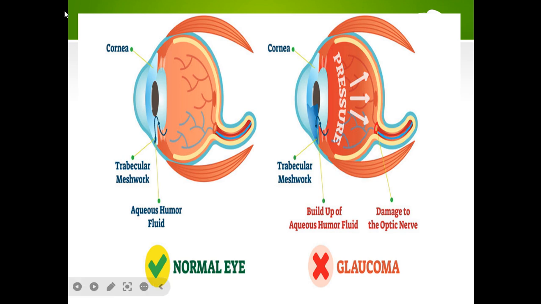So this is a normal eye where aqueous humor fluid flows normally and it is not blocked at the trabecular meshwork. So there is no increased intraocular pressure. But in case of glaucoma, there is a buildup of aqueous humor fluid at the trabecular meshwork because of the blocked trabecular meshwork. So this buildup of aqueous humor fluid leads to damage to the optic nerve because of the increased intraocular pressure.